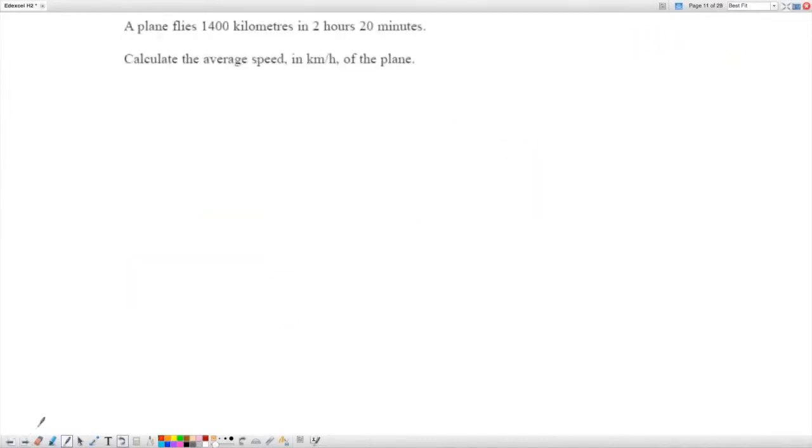We're told that a plane flies at 1,400 kilometres in 2 hours and 20 minutes and asked to calculate the average speed in kilometres per hour. So using our distance, speed equals distance divided by time triangle, speed, distance, time. We know that the distance is 1400 kilometres and our time here is 2 hours and 20 minutes. Note, we need our answer in hours. Okay, so there are a number of ways we want to do this. We might want to convert it all to hours.